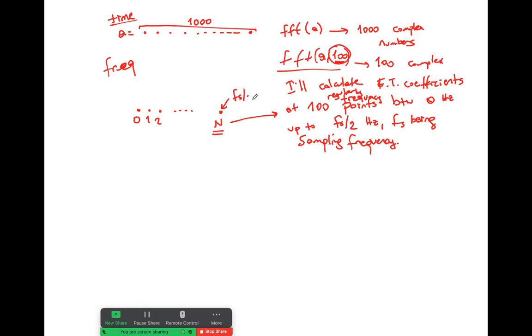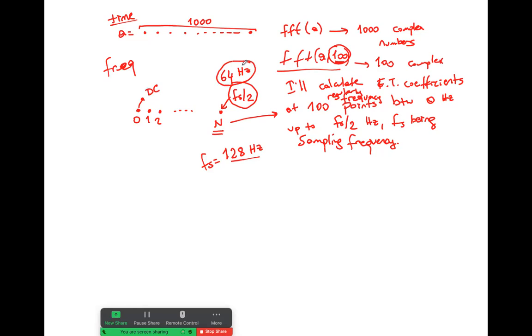What is this last value? Fs over 2. For example, in your EEG data, your Fs is 128 Hertz, right? Arkadaşlar sizi göremediğim için şey yapamıyorum. Ama benle beraber misiniz? Takip ediyor musunuz? Buradayız hocam. Evet. So what is this Fs over 2? 64, right? So I will have 0, 1, 2, all these numbers, but this will be DC, and this will be 64 Hertz.